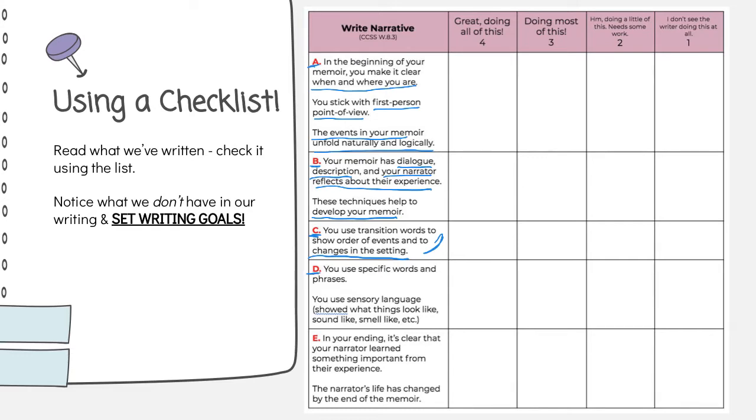Checkpoint D, you use specific words and phrases, basically sensory language, to describe what things looked like, sounded like, smelled like. Just be really mindful with your word choice and as descriptive as you can.